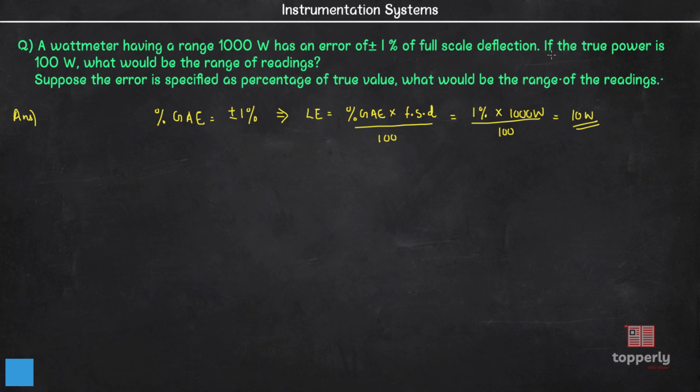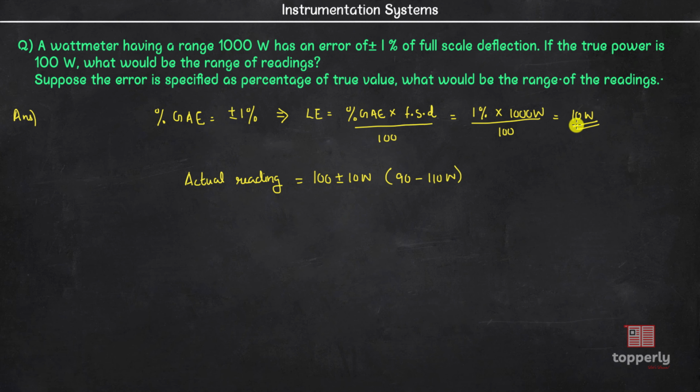Now if the true power is 100 watt, what would be the range of the readings? We already found the limiting error as 10 watt. Therefore, when the true power is 100 watt, the actual readings will be between 100 plus or minus 10 watt. That is between 90 and 110 watt.